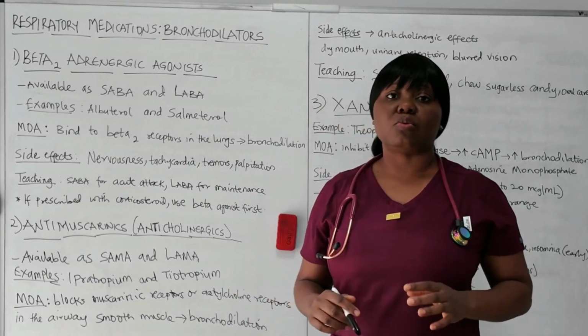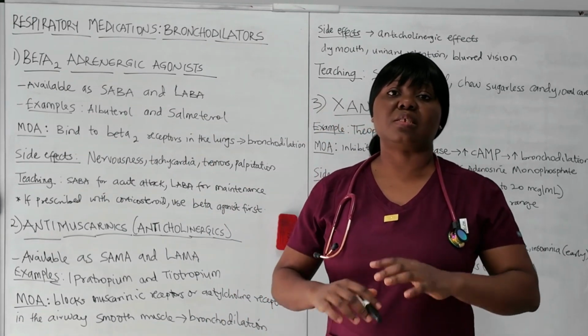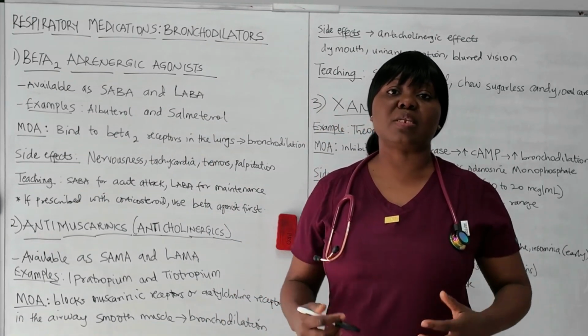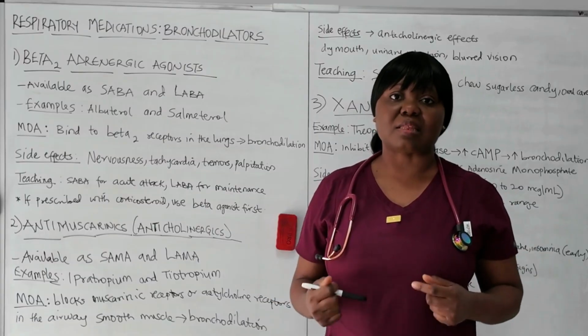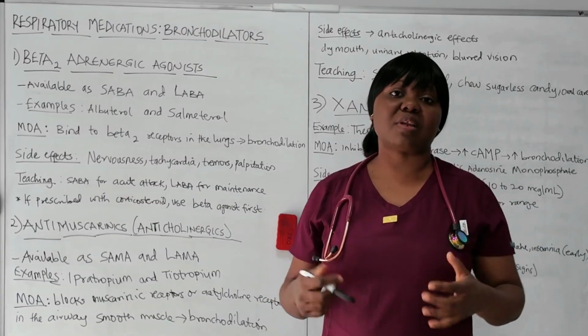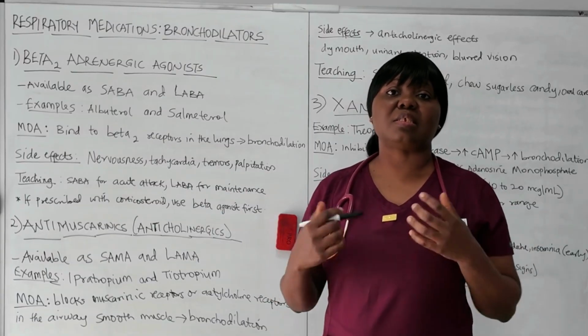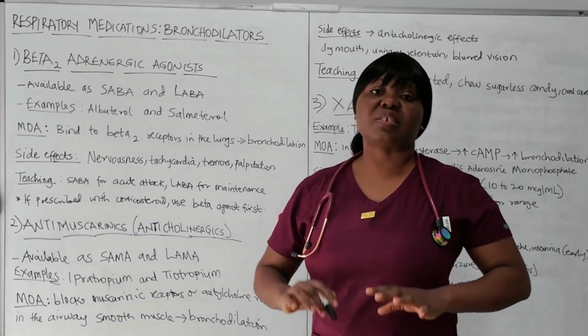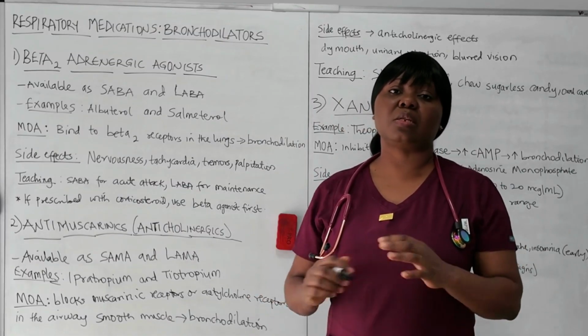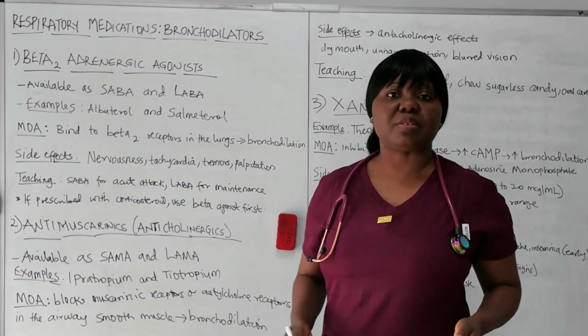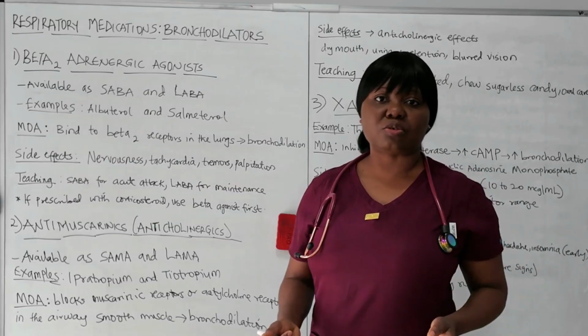Now, one thing you need to know for albuterol is that it's a rescue medication. So it's used when a patient is having an acute attack, like in asthma, where they are having an acute attack, they administer this albuterol. Now, the side effects of beta-2 agonists include things like nervousness, palpitation, tachycardia, tremors.